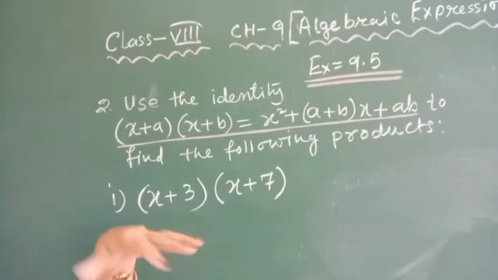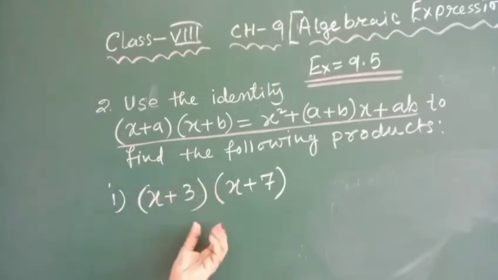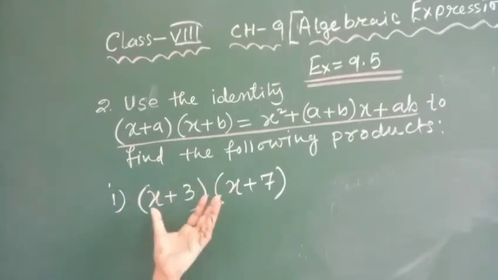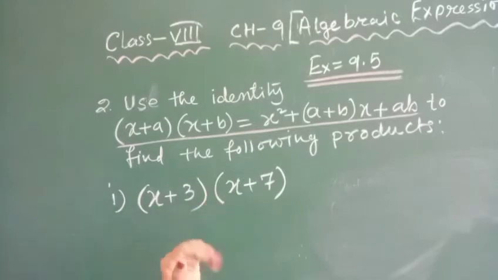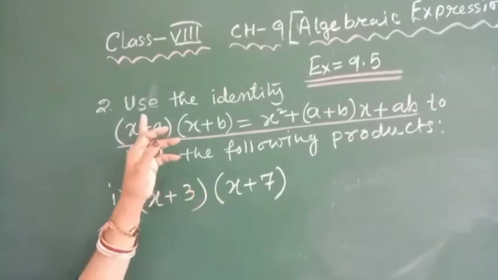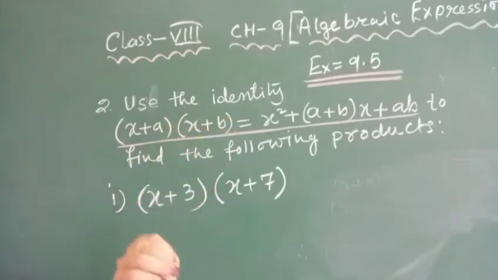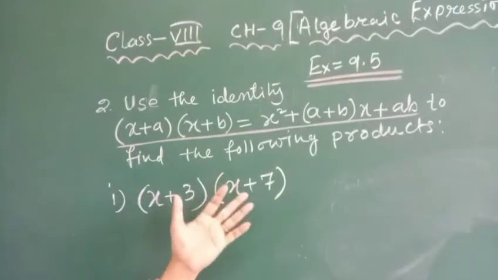When it is written that you have to use this identity, then try to use this identity only. If you find the answer by multiplication of the two binomials, maybe the answer will come correct, but the question is asking using identities, so it is mandatory to use the identities.